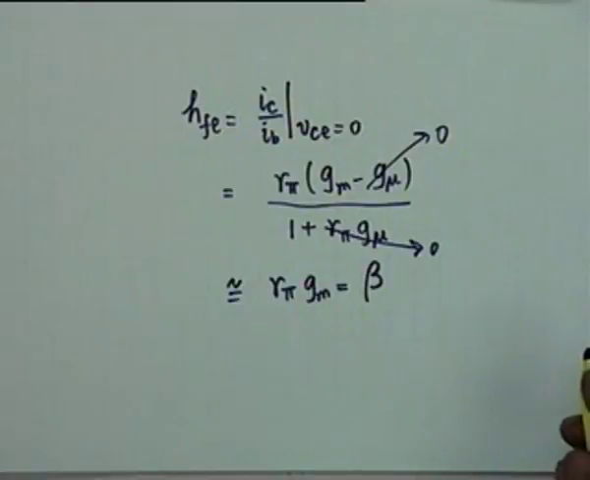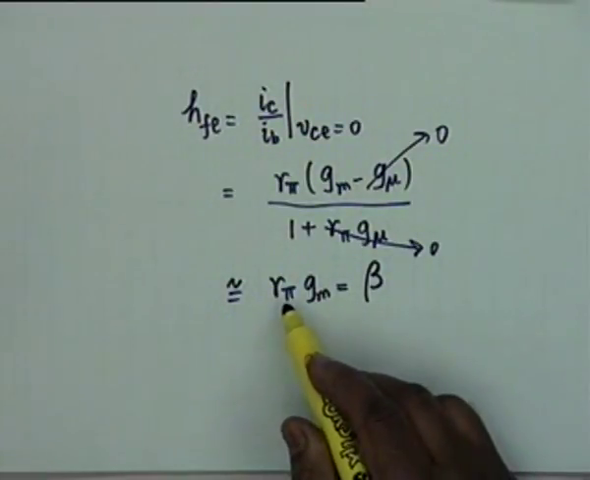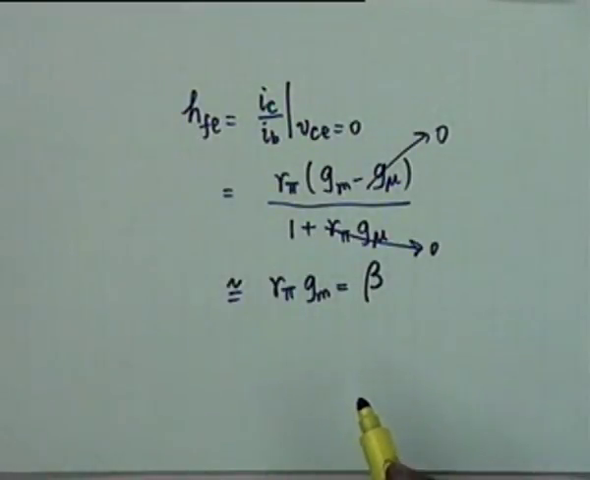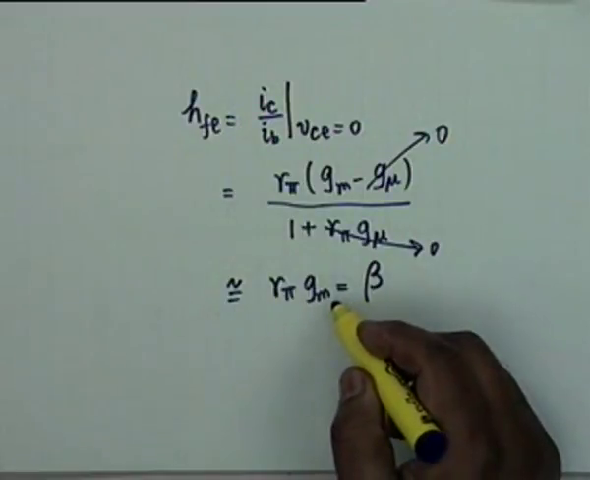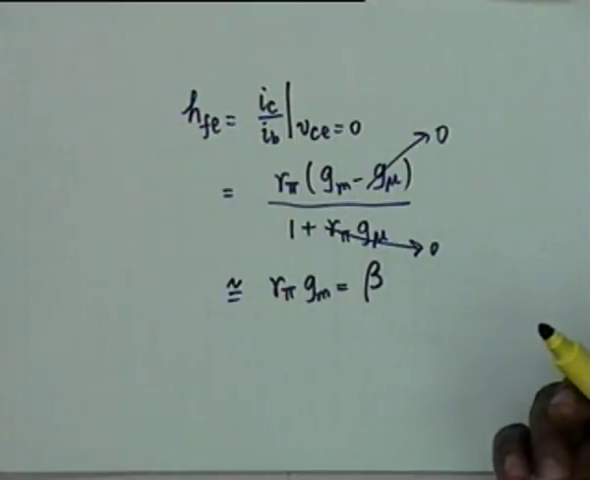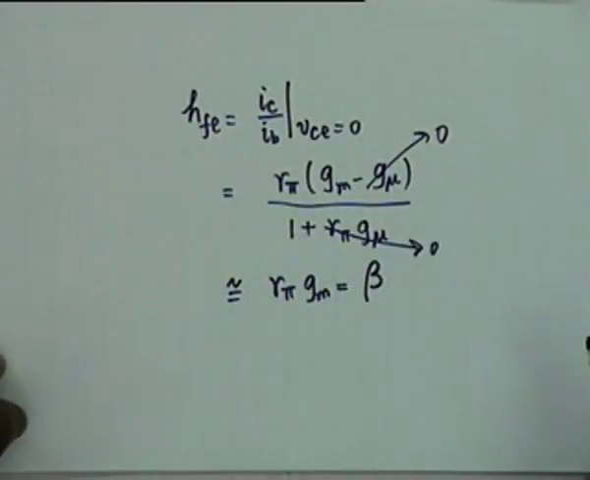So HFE, if it is given, you can directly equate it to beta, no problem. And since you know gm, you can calculate r pi. If HFE is given, you can calculate gm as 40 times I sub c, or 0.04 IC if IC is in milliamperes. Therefore you can calculate the third quantity. These three are intimately related.